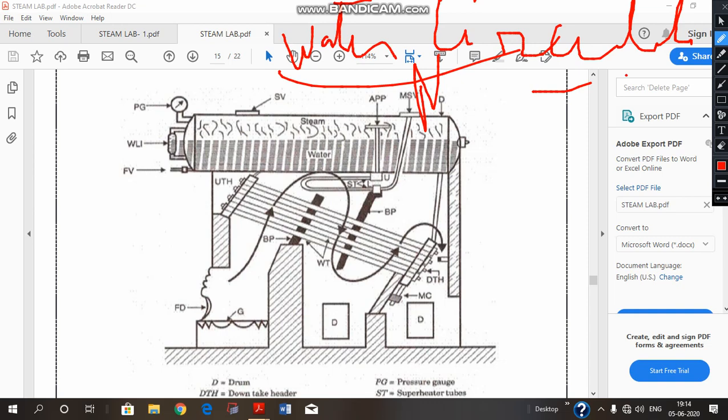Water enters and the direction of flow of water was downwards from the DTH, the downtake headers, and upward was the direction of flow of the steam. So there is a definite logic, and there is a definite situation that water must flow through these tubes.